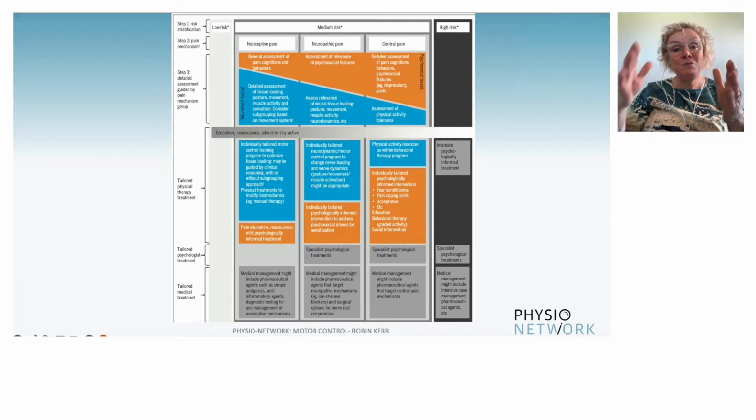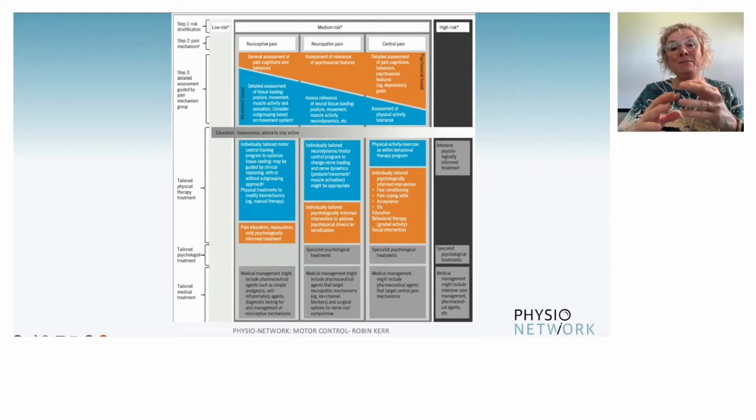And in the medium risk category, we will have this mixed pattern of psychosocial and nociceptive drivers. So if you can see that they've got more nociceptive driver going on, there's detailed assessment of tissue loading and posture and movement, muscle activity, sensation, based on the movement system, and just a bit of a general assessment of pain cognitions and behaviours.